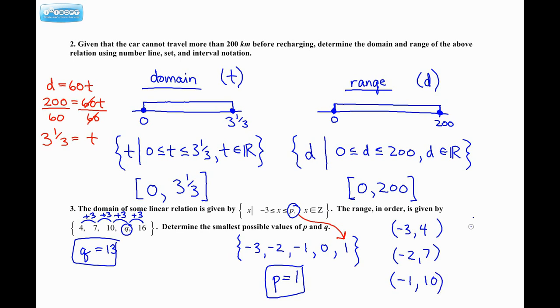Next one was 0. Okay, that got matched with Q, which we determined was 13. And then our last one has to be 1, and that gets matched up with 16. Right, so that was the P, and this is the Q. So if you plotted all 5 of these points on a graph, they would form a straight line.